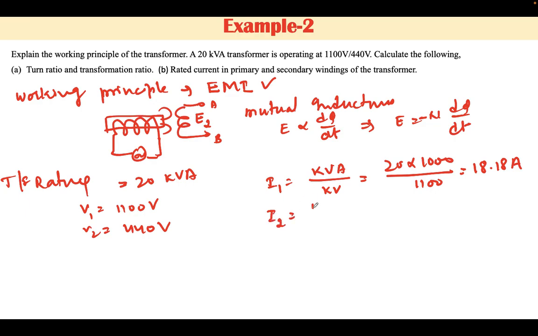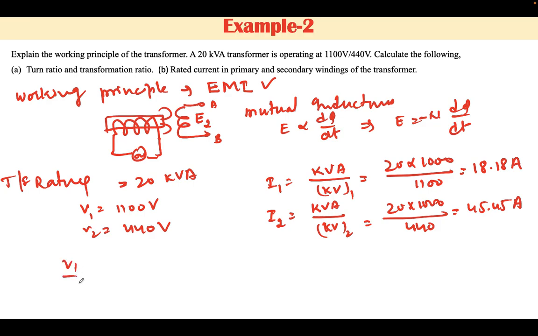Similarly, we can calculate I2. I2 will be equal to kVA of the transformer divided by V2. Here V1 was on the primary side, and because we are calculating the secondary side, here it is V2 on the secondary side. 20 into 1000 divided by 440 will be equal to 45.45 ampere.